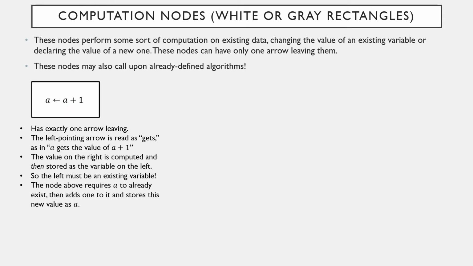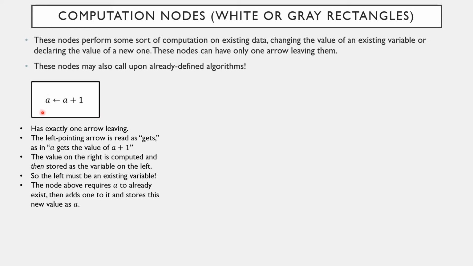So in this node, suppose a already exists. Suppose a already has the value 4. This says compute 4 plus 1. Okay, that's 5. Take that value and stick it as the variable a. So before this node, a was 4. I then computed 5 and called it a. After this node, a is 5. Do this computation and then call it that.